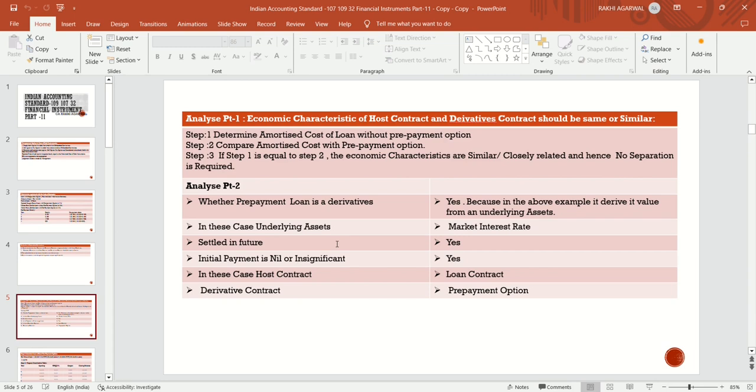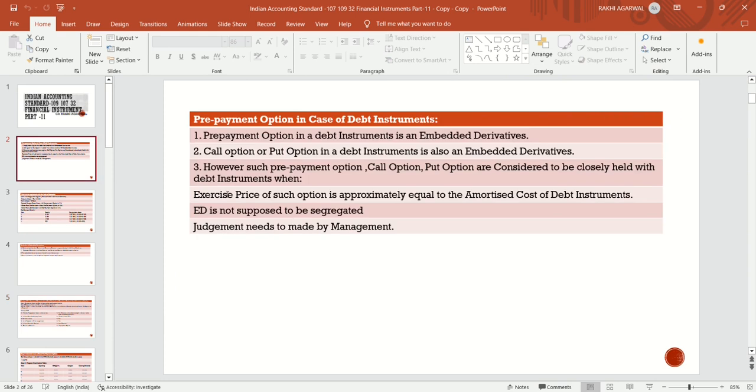So firstly we will analyze point number 1. The economic characteristics of the host contract and derivative contract should be of similar or same nature. Determine the amortized cost of the loan. There are some steps to analyze whether the host contract and derivative contract are of the same or similar nature. If the exercise price of such option is equal to the amortized cost, then it is an embedded derivative and it is not segregated.